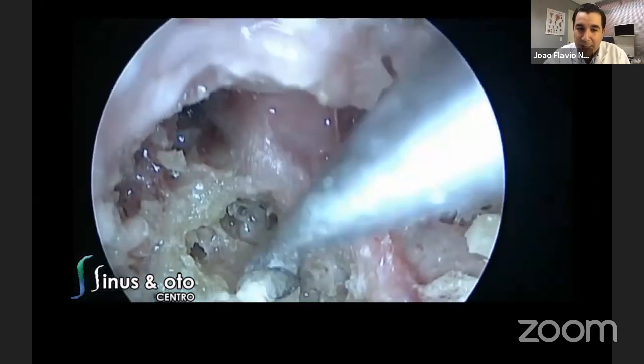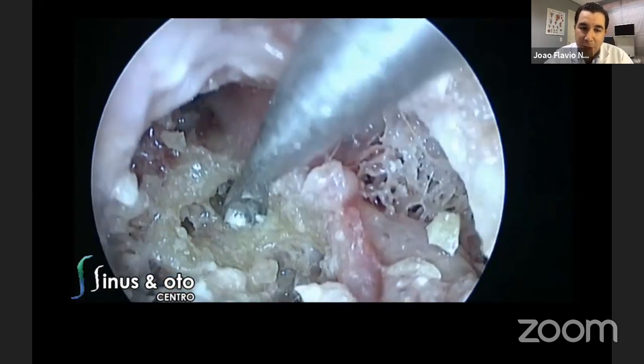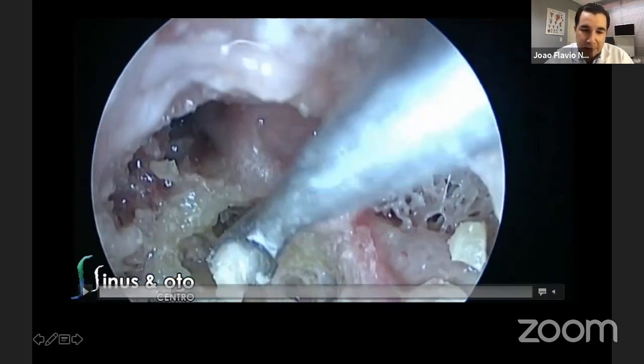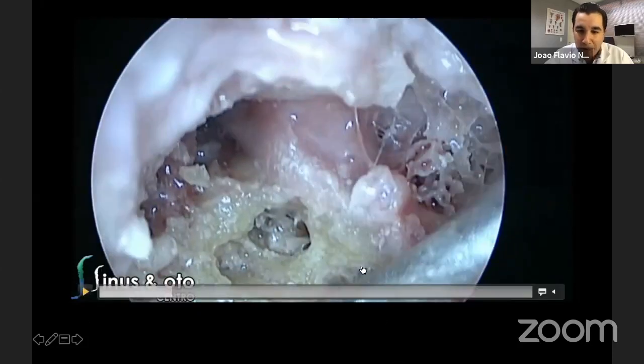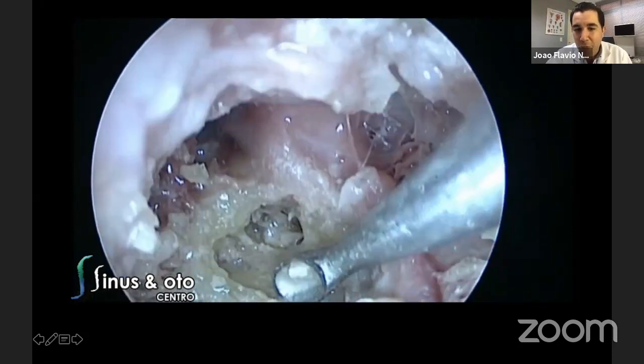So we can see a little bit of the region of the modulus, and then we can use the curette to go to the fundus of the internal auditory canal. So here we already communicated the modulus, the cochlea, with the vestibule. The vestibule was here, and then the cochlea was here. So this is the basal turn, middle turn, and apical turn of the cochlea. This is the Christmas tree that I call, and we already have communicated both structures.